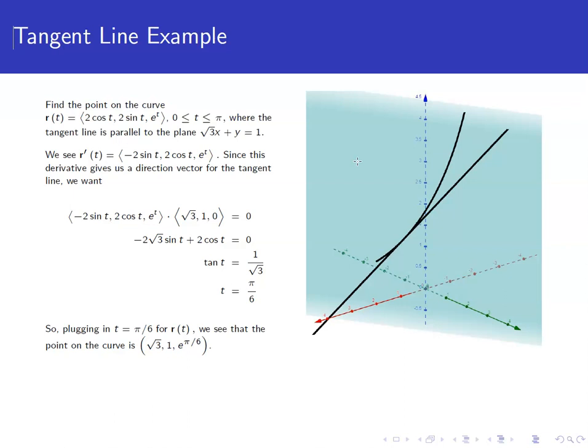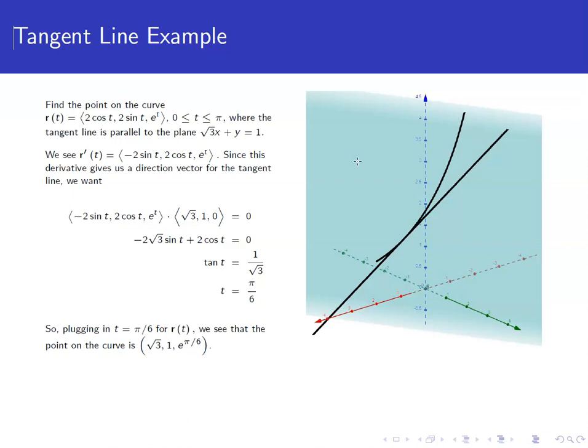All right, so we know we want a tangent line, so we're going to take a derivative of this vector-valued function. The derivative here is going to be negative 2 sine t, 2 cosine t, and e to the t for our vector-valued derivative, if you will. This gives us the direction vector for the tangent line, which we want to be parallel to the plane.